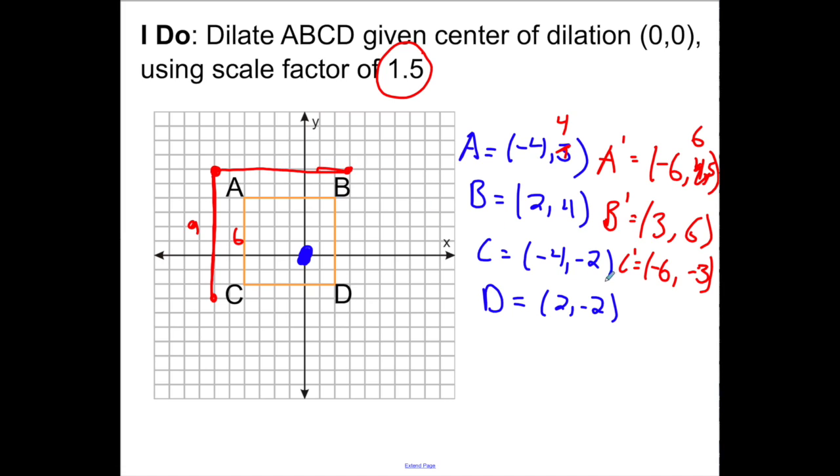And then finally, D, which is 2, -2, it's going to give me a D prime of 3, -3. Again, the same method of multiplication. And what I get is this brand new dilated object right here. A prime, B prime, C prime, D prime. Technically, this really should be C and this should really be D. But I think what's most important right now is that you are able to actually do the dilations.